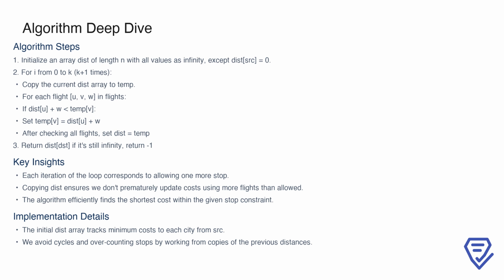After checking all flights using the previous iteration's values, we copy the temporary array to our main distance tracker. By doing this, we ensure we never use more flights than permitted by the stops constraint. At the end, if we never reach the destination city within K-stops, its cost remains infinity, so we return -1. This method ensures correctness and safeguards against overusing flights, cycles, or violating the stop limit.